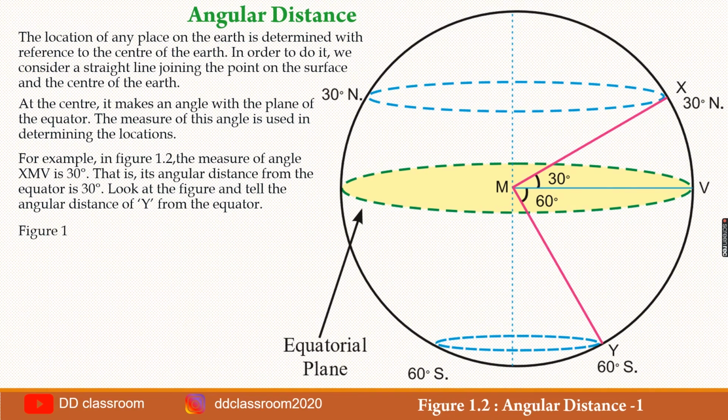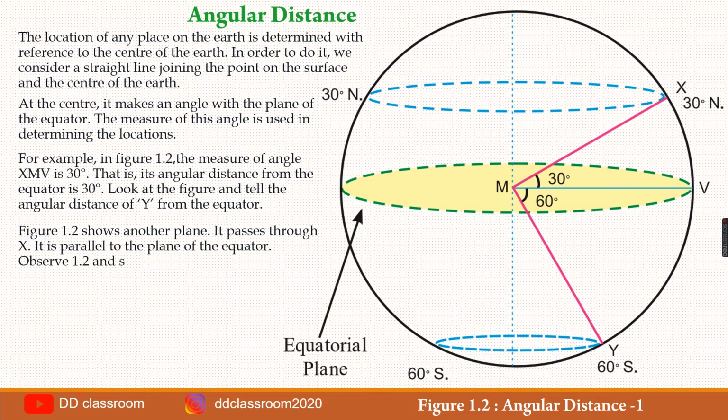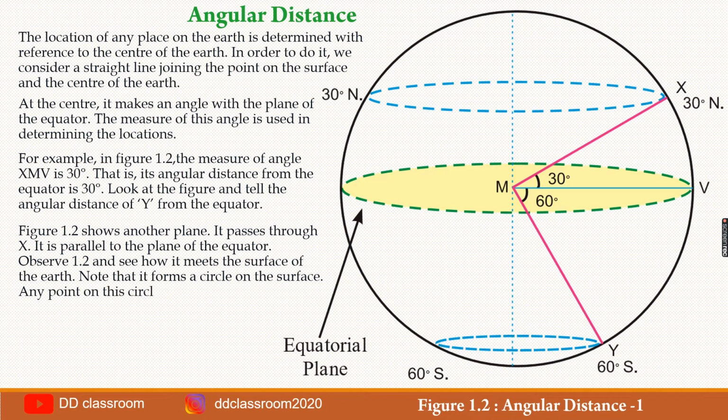Figure 1.2 shows another plane. It passes through X. It is parallel to the plane of the equator. Observe 1.2 and see how it meets the surface of the Earth. Note that it forms a circle on the surface. Any point on this circle and the equatorial plane form an angle of 30 degree at the center of the Earth.